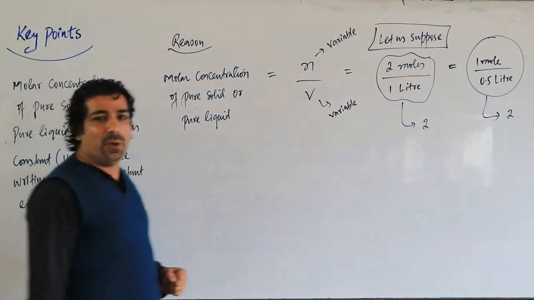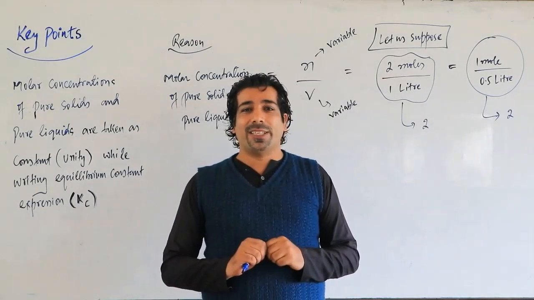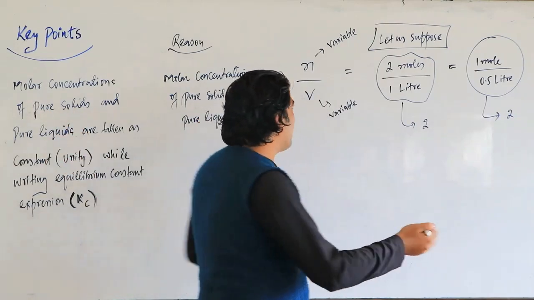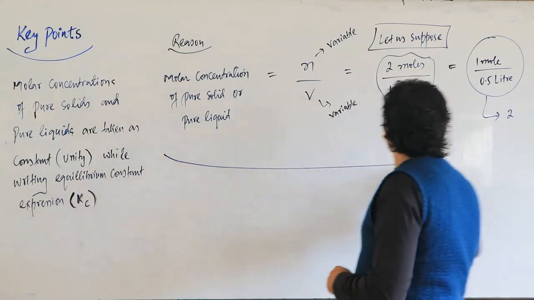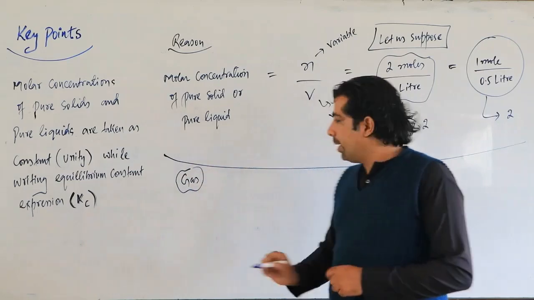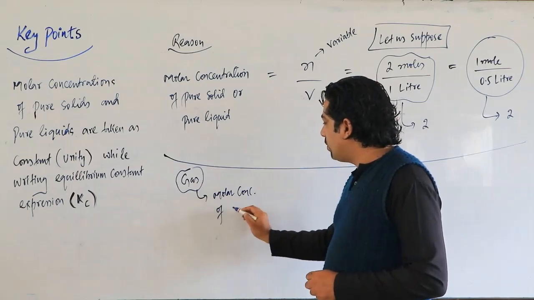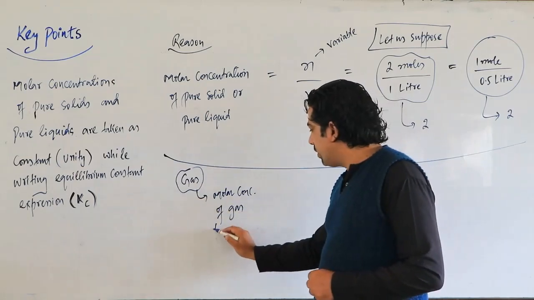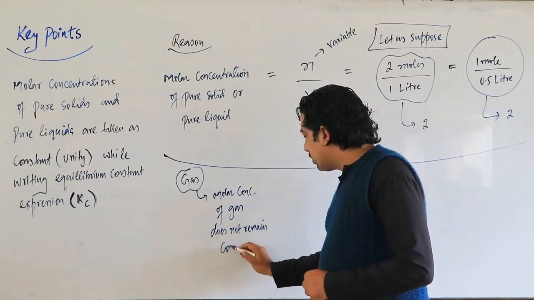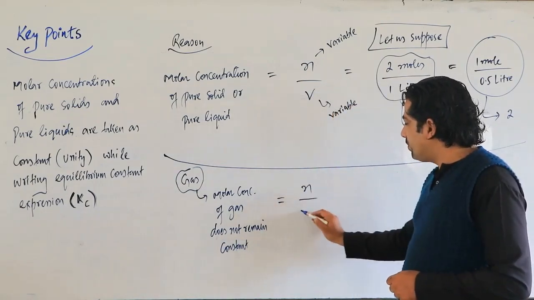Now look here. If you now have a gas, the molar concentration of gas does not remain constant. It remains constant only for pure solids and pure liquids. Let's take one gas. Here I will tell you the molar concentration of gas. Correct? So have a look. This is also equal to N by V.